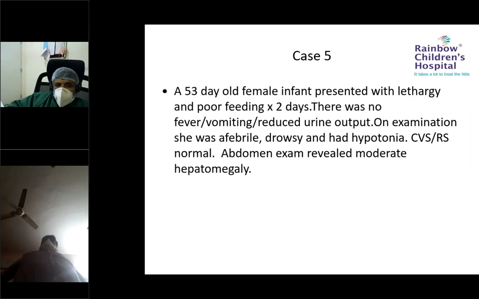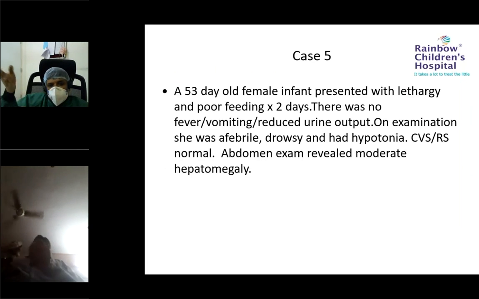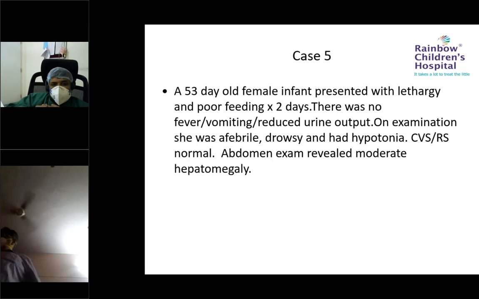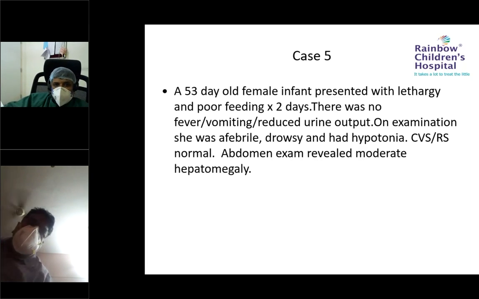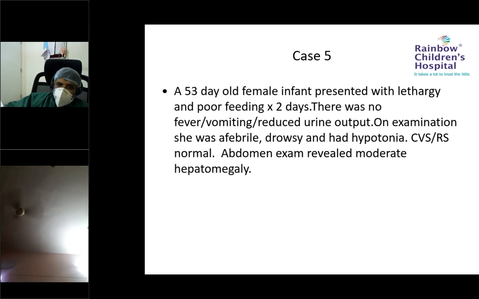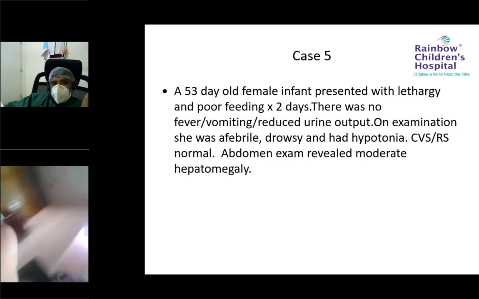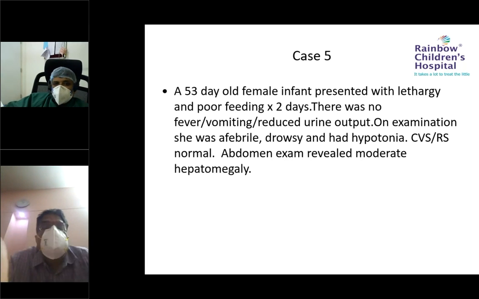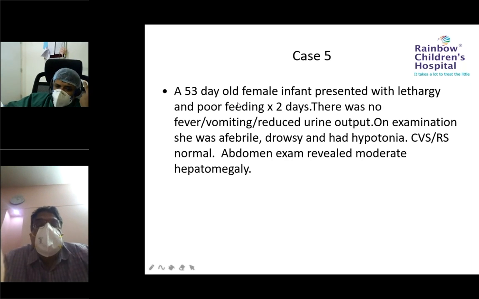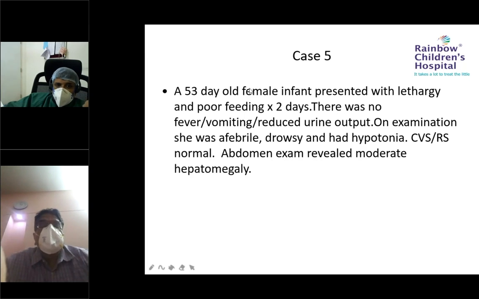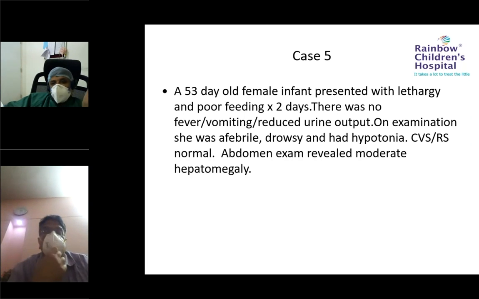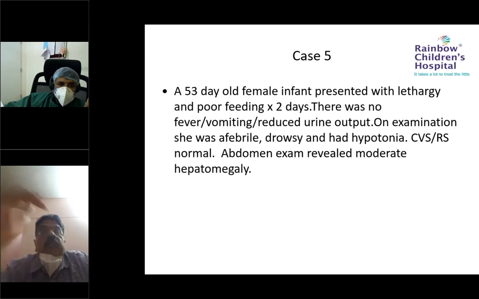And this is a younger infant who presented with lethargy and poor feeding for 2 days. There was no history of fever, vomiting, or reduced urine output. On examination, she was afebrile, drowsy, and had hypotonia. Cardiopulmonary examination was normal, and there was only a moderate hepatomegaly. So the differential diagnosis that was entertained when we saw the baby was: 1, sepsis; 2, this child presented to us in the peak summer months of May, so probably a dehydration fever; 3, or it could be an underlying inborn error of metabolism.